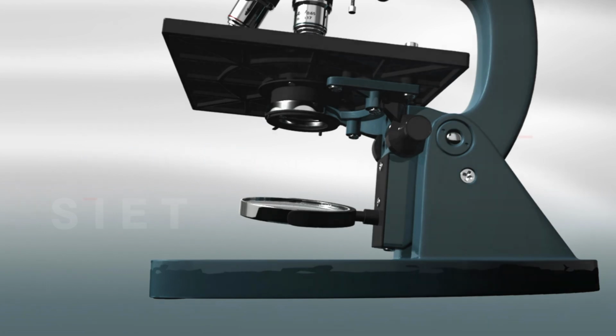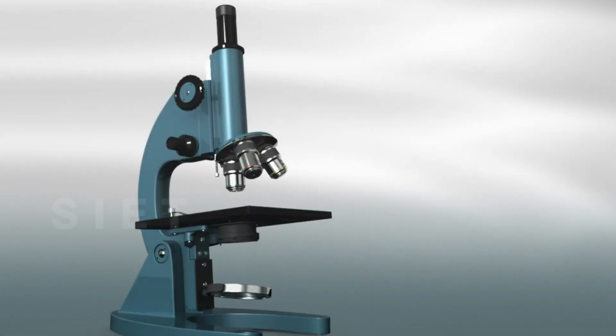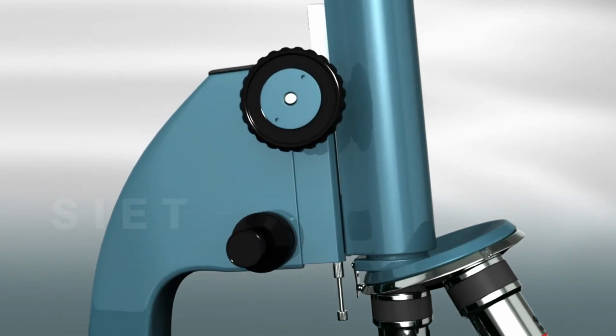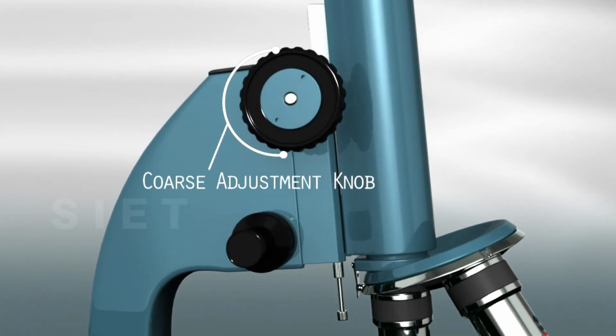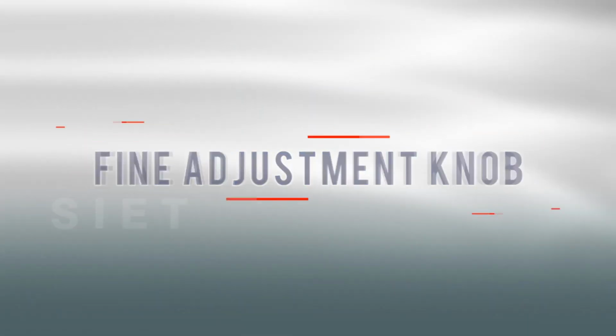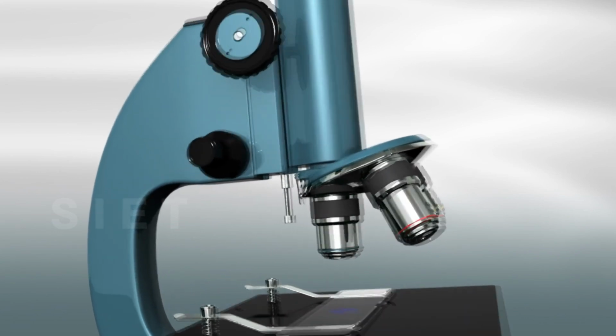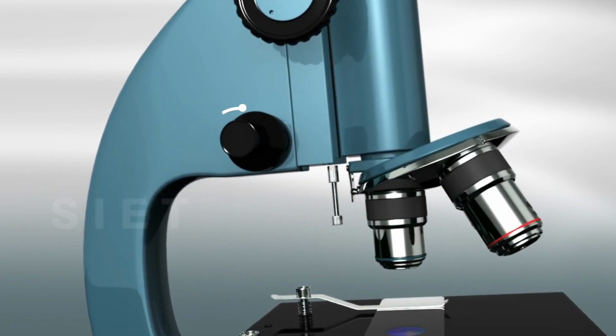Coarse adjustment knob. It is used to adjust the position of the body tube, allowing you to quickly bring your sample slide in the view. Fine adjustment knob. This is a small knob used to change the position of the body tube for making small adjustments of your sample.